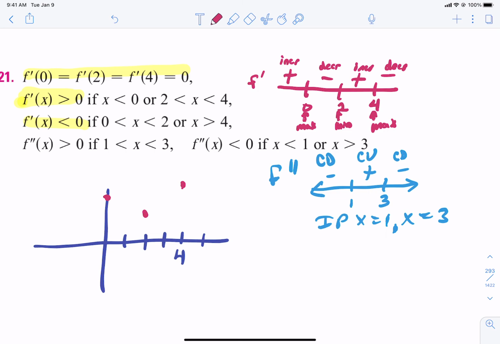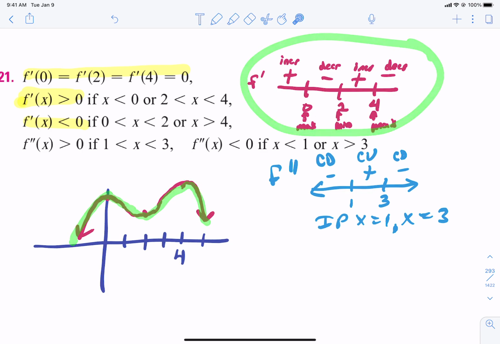It's concave up between 1 and 3. So from 1 to 3, our cup is up. Okay. The other sections, our cup is down, so we're going to have to go like that. Our cup is down. Okay? So our graph fits all of the criteria. Look, it is increasing, decreasing, increasing, decreasing.